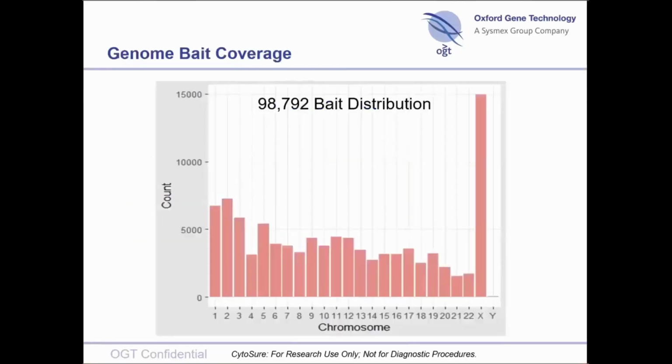Now this slide here just shows you that distribution of baits across the genome. So you can see we have an even coverage. From the larger chromosomes, so chromosomes 1 and 2, we have quite a high bait distribution. This then decreases as we go down the smaller chromosomes. So when you get to 21, 22, it's a lot less. And then for chromosome X, because of its influence in IDDD, there's a lot of baits dedicated to this chromosome. And it just shows you the thought that goes into the design of this panel.